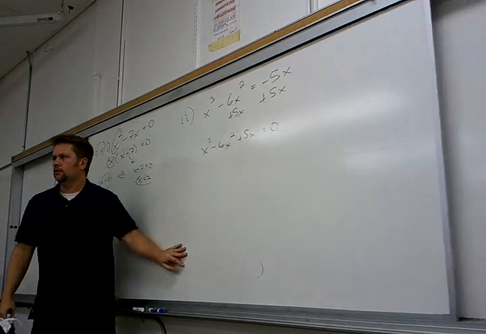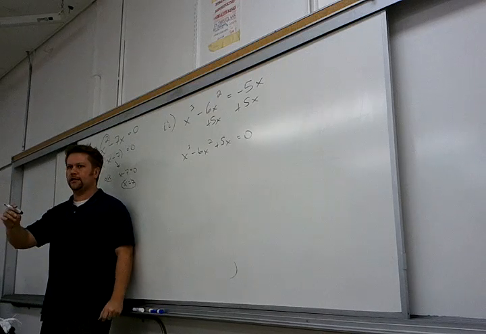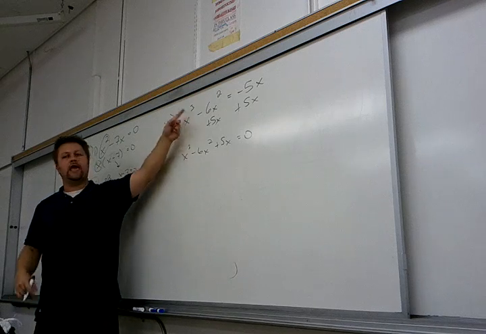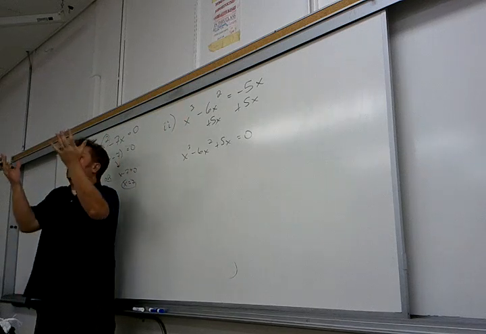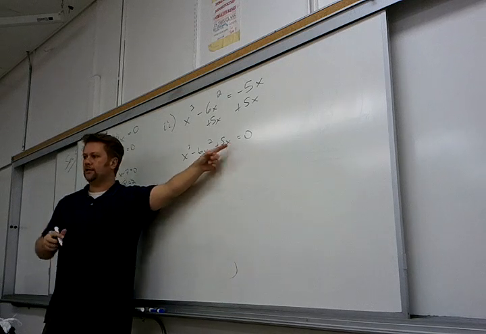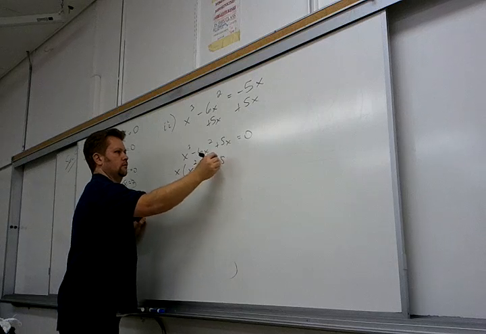The big thing students hate is: I kind of understand how to do this, but I don't know when to do this. You do it when you can't get x by itself, when there are higher powers on your x. Now you can do GCF. First thing is GCF. X comes out: x times (x squared minus 6x plus 5).